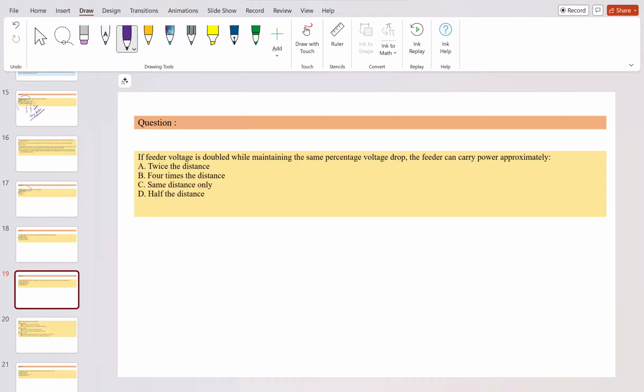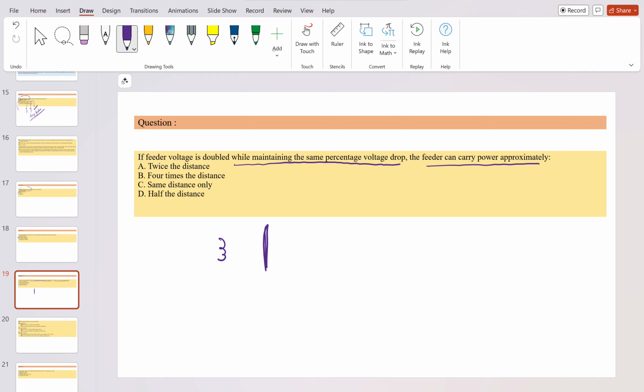Okay, let me give the solution. So when you see the feeder voltage doubled while maintaining the same percentage voltage drop, the feeder can carry the power approximately... Let's see from the mechanical perspective: when the same percentage voltage drop is there, if the feeder voltage doubles, then how is the power going to change?